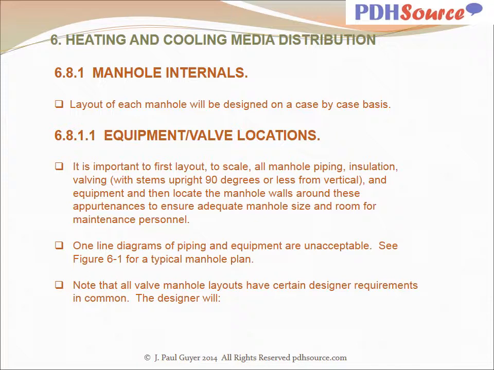Layout of each manhole shall be designed on a case-by-case basis. It's important to first lay out to scale all manhole piping, insulation, valving, with stems upright 90 degrees or less from vertical, and equipment, and then locate the manhole walls around these appurtenances to ensure adequate manhole size and room for maintenance personnel. One-line diagrams of piping and equipment are unacceptable. Figure 6.1 is a typical manhole plan.